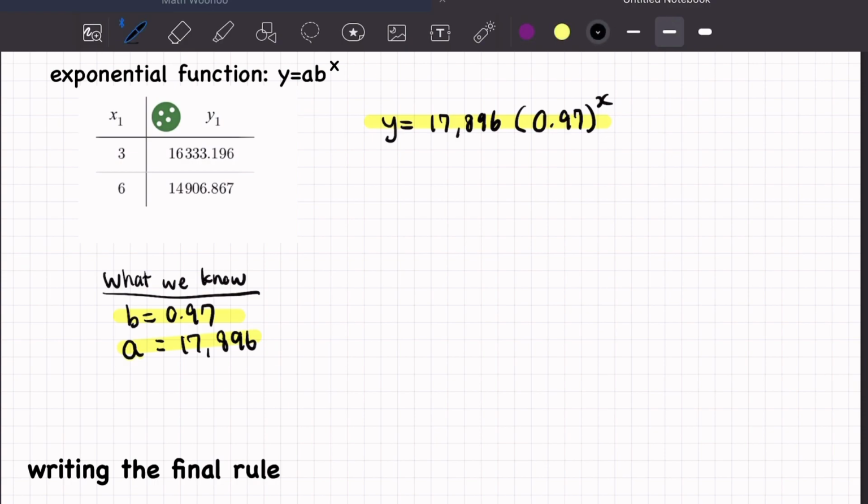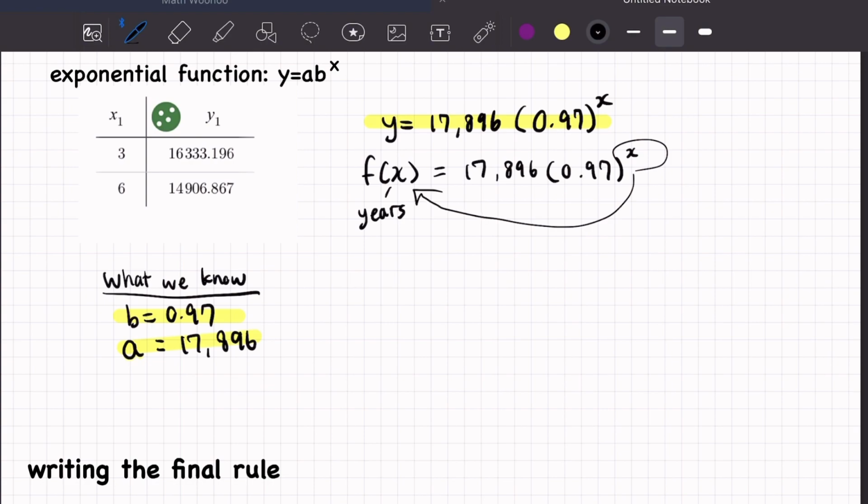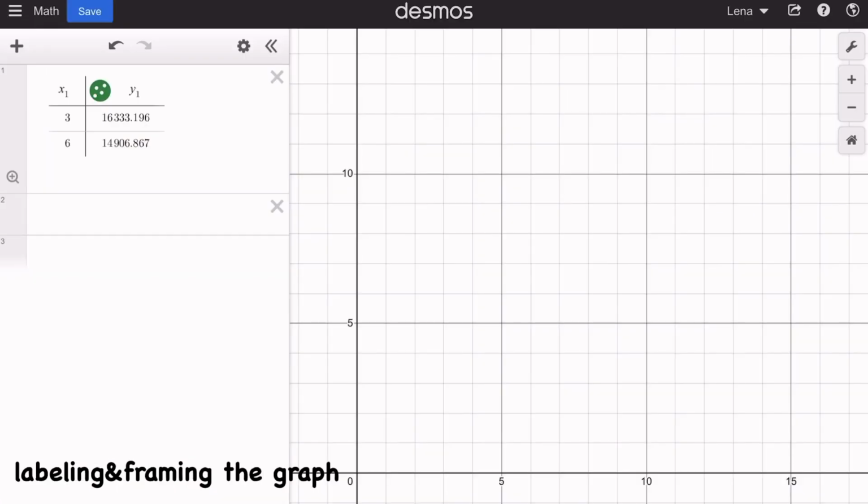Now let's change this to function notation to make calculations easier. To change it to function notation, we can simply replace y with f of x, where x represents the number of years. This equation shows that whatever value is inputted for x here, it will impact this value. So f(x) is the function of this.